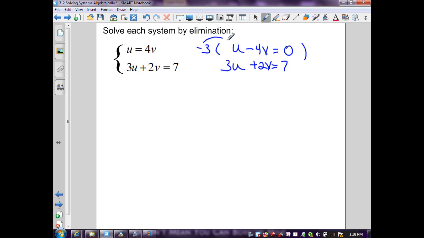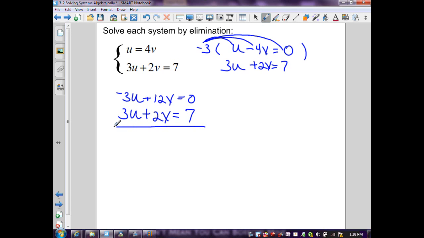When I do that, I'm going to get a negative 3u plus 12v, and that still equals 0. Bring down my bottom equation, 3u plus 2v equals 7. Now I have my coefficients of my u variable to be opposites, so therefore I'm just going to add these two equations together.